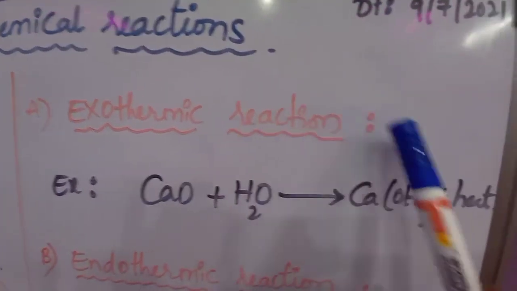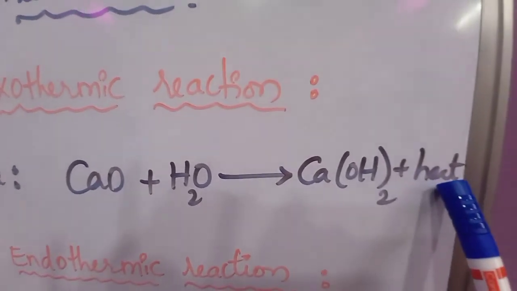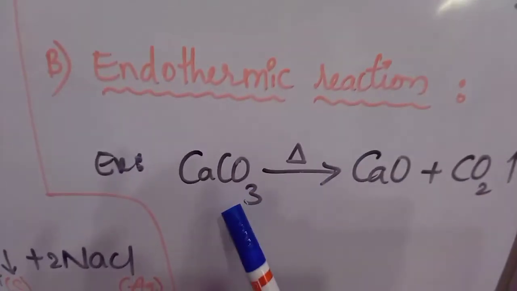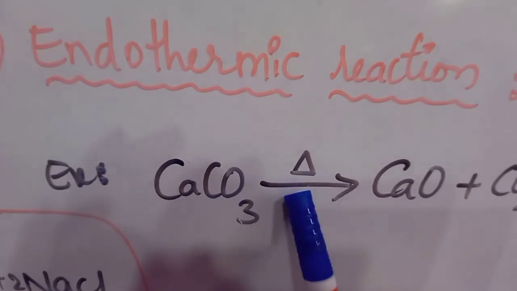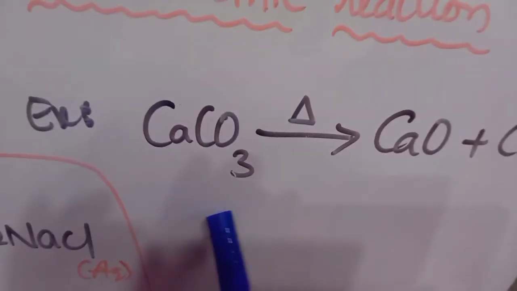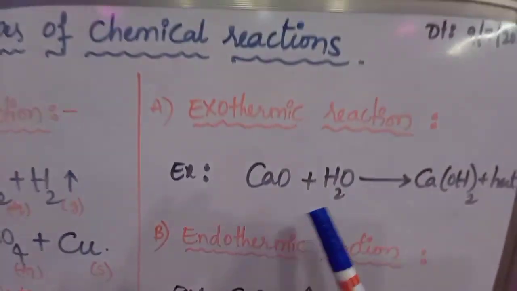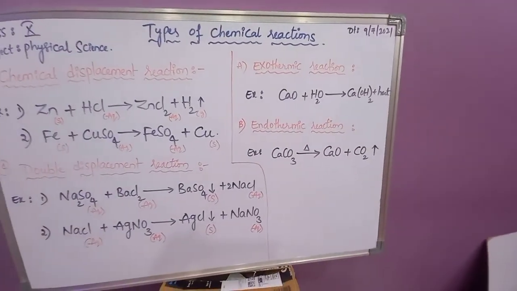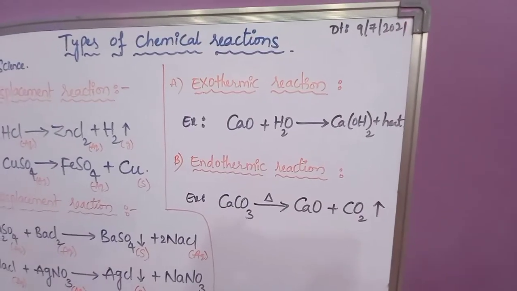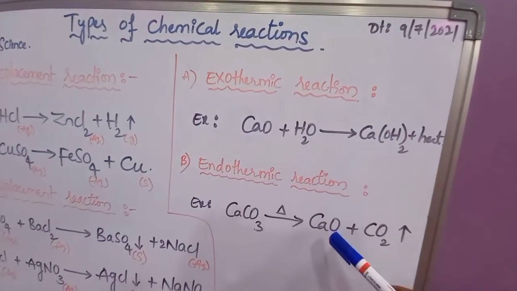See, exothermic reaction means the heat energy is released outside. We will write the heat towards the product side. Whereas for endothermic we have to write it near the reactant only. Or we can write CaCO3 plus heat gives rise to CaO plus CO2. Like that also we can do. So depending upon the amount of heat energy, whether it is absorbed or released, based on that we can divide the reactions into these two types, exothermic and endothermic.